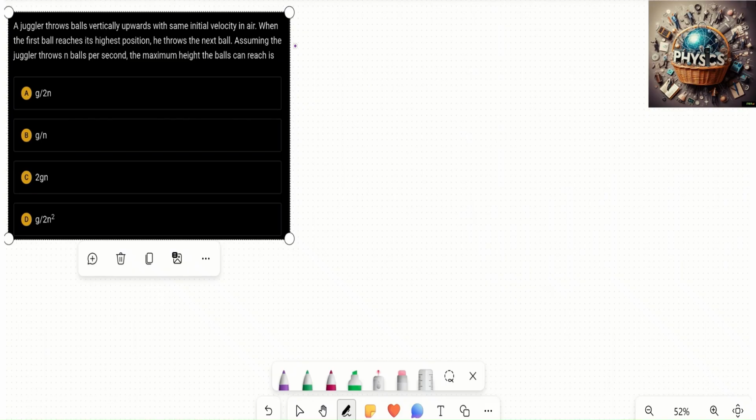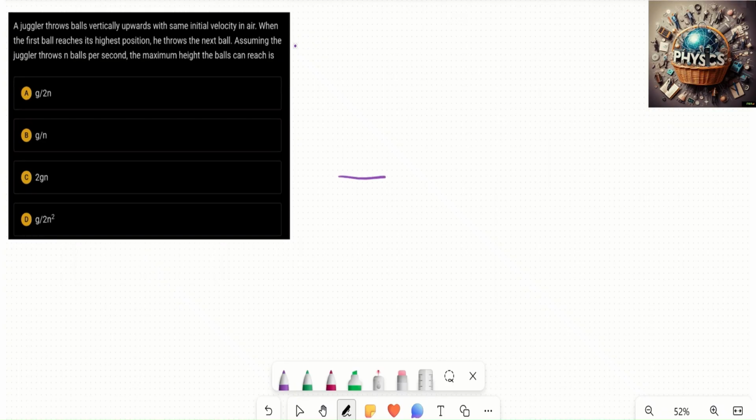Let's take the next question, which says that a juggler throws a ball vertically upward with the same initial velocity in the air. When the first ball reaches the highest position, he throws the next ball. Assuming that the juggler throws n balls per second, the maximum height the ball can reach is, okay.